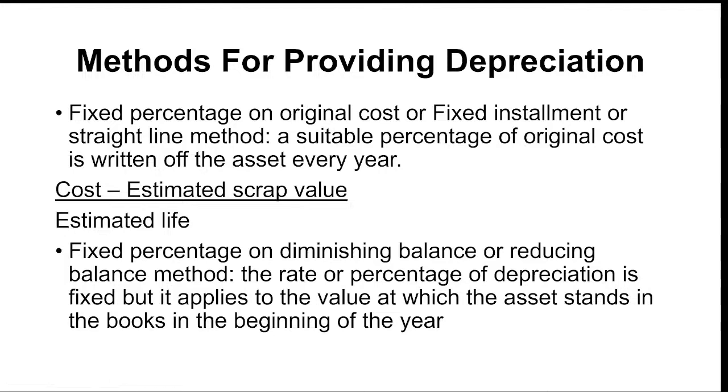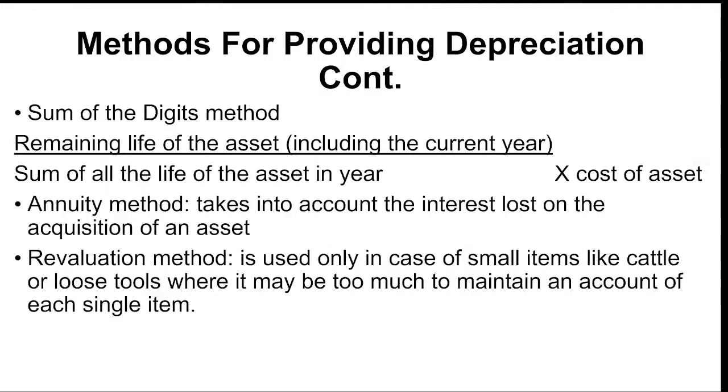Then you have the second one called fixed percentage on diminishing balance, or the reducing balance method. Here, a rate or percentage of depreciation is fixed, but it applies to the value at which the assets start in the books at the beginning of the year. So the balance at every beginning of the year is the one that is going to be used to calculate the depreciation.